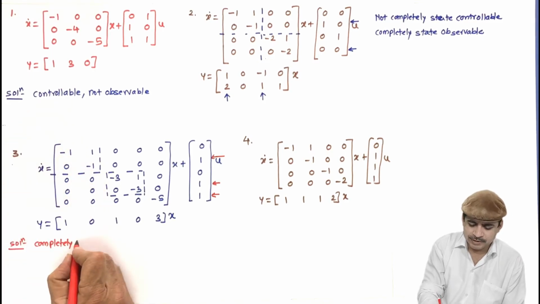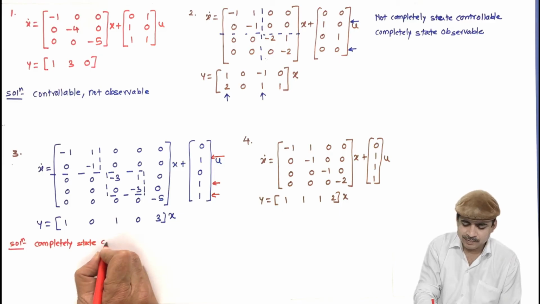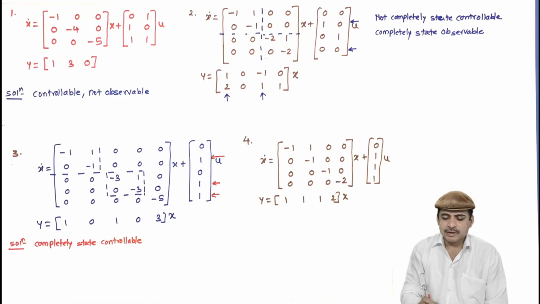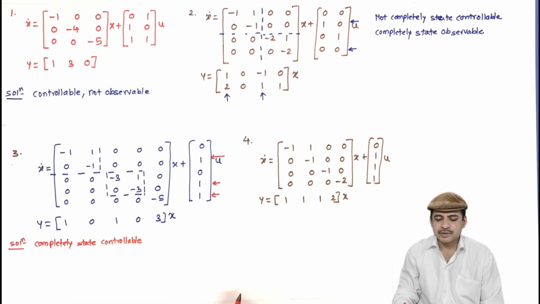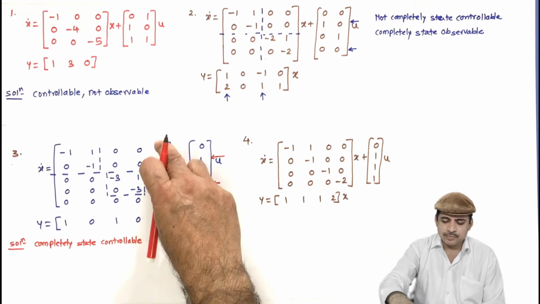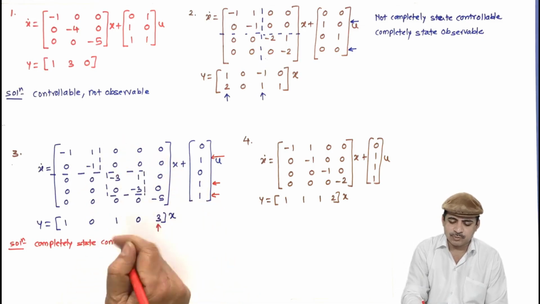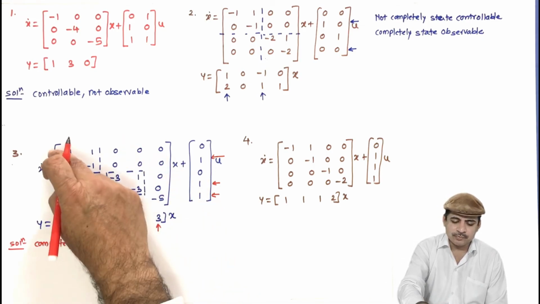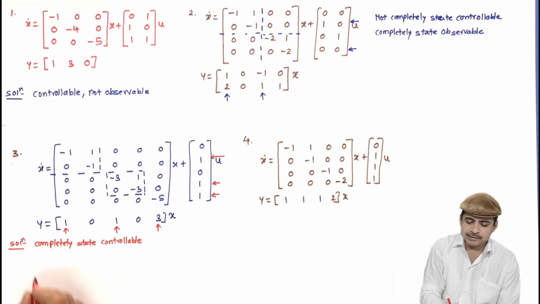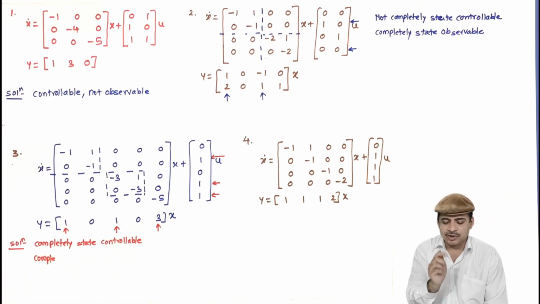Here also, controllable means completely state controllable. If it is not completely state controllable, it has no meaning. Controllable means it has to be completely state controllable. And now for observability, for the distinct eigenvalue, this is the column, the fifth one. Then the first column corresponding to this Jordan block is the third one, and the first column corresponding to this eigenvalue is the first one, and hence the system is completely state observable because these corresponding columns are non-zero.